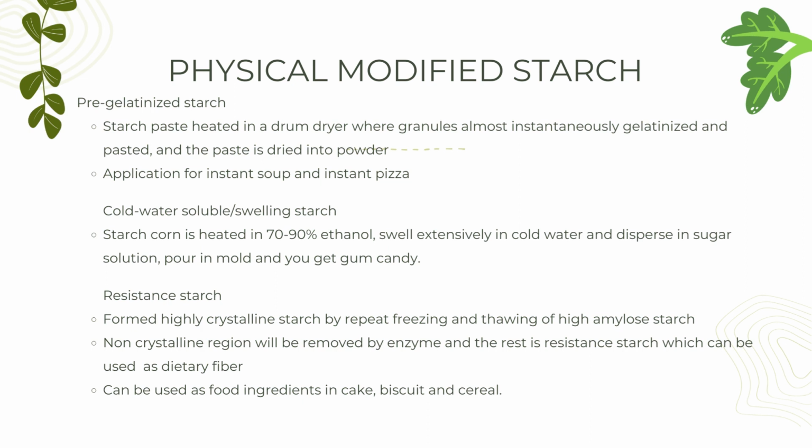Third example is resistant starch. It forms a highly crystalline starch by repeated freezing and thawing of high amylose starch. Non-crystalline region will be removed by enzyme and the rest is resistant starch, which can be used as dietary fiber. It also can be used as food ingredients in cake, biscuit, and cereal.